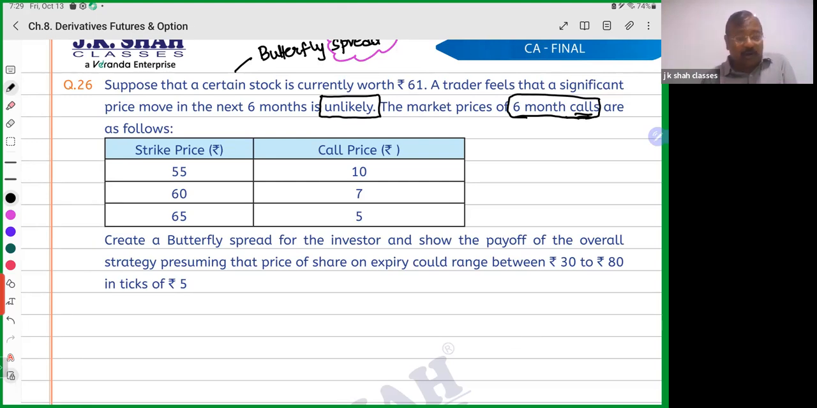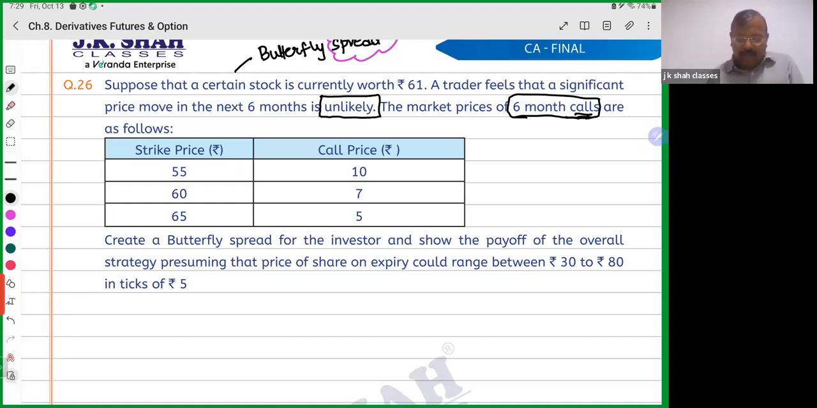Strike price 55. A call with a strike price of 55, उसका premium 10 रुपया चल रहा है. 60 and 65, the call price is 5. Now, if you notice, the strike prices are all evenly distributed, right? 55, 60, 65. Create a butterfly spread for the investor and show the payoff of overall strategy, assuming that the price of the share on expiry could range between 30 to 80 in ticks of 5. Okay. Now, let's create a long call butterfly spread.